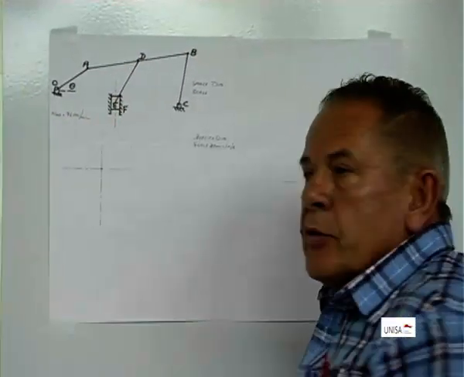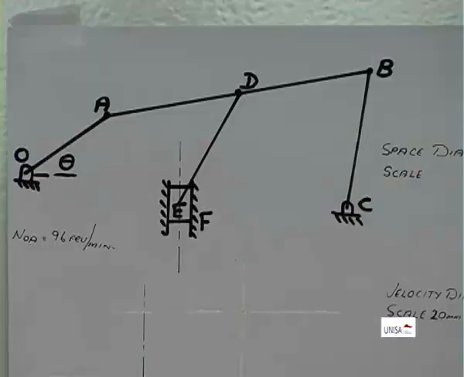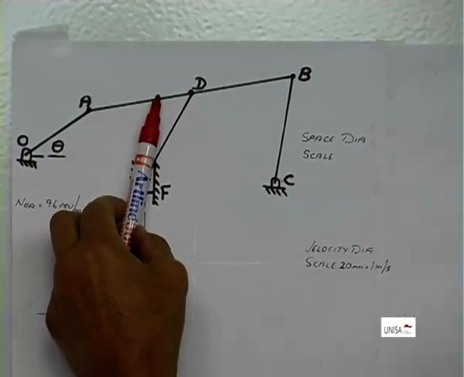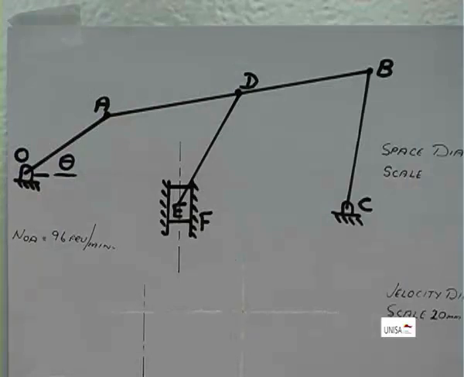And E is also a piston, a sliding block, restricted to move on a vertical axis. So how many links are in this mechanism? It is 1, 2, 3, 4, 5, 6. That is a 6-link mechanism. Starting with the velocity diagram.